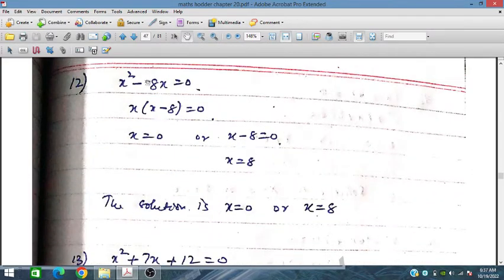This one, x square minus 8x is equal to 0, and take out x common, and here we have x minus 8 is equal to 0. So x is equal to 0 or x minus 8 is equal to 0. If x is equal to 0, then it's 0. So x is equal to 8. So we have two solutions. This is a quadratic equation. A quadratic equation always has two solutions, or if a single solution, it means that solution is a double solution.